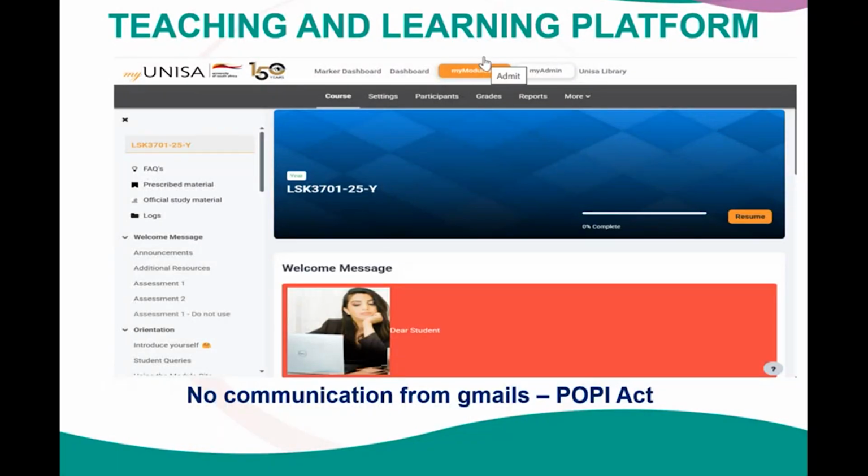And then remember, when you communicate over email, please note that in terms of the POPI Act, you need to email from your myLife UNISA email. You'll notice that a lot of the lecturers, even myself, won't reply to emails from Gmail accounts, because we're actually not allowed to do that. So that is just a reminder to you all.